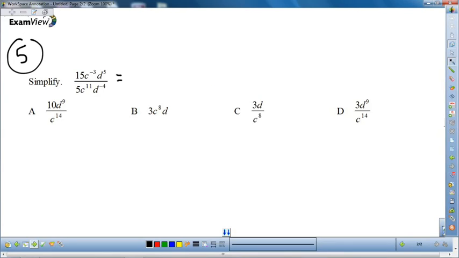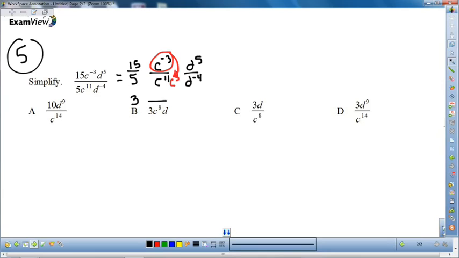For number 5, we're going to do the same thing that we did with number 4. We're going to go ahead and separate them into 3 different fractions: the numbers, the c's, and the d's. So if you look at the numbers, we have 15 divided by 5. That will give me 3. Notice that this is a negative exponent, so this is going to get moved to the bottom. So I'm going to have c to the 3. And because it's times, we're going to go ahead and add the exponent.